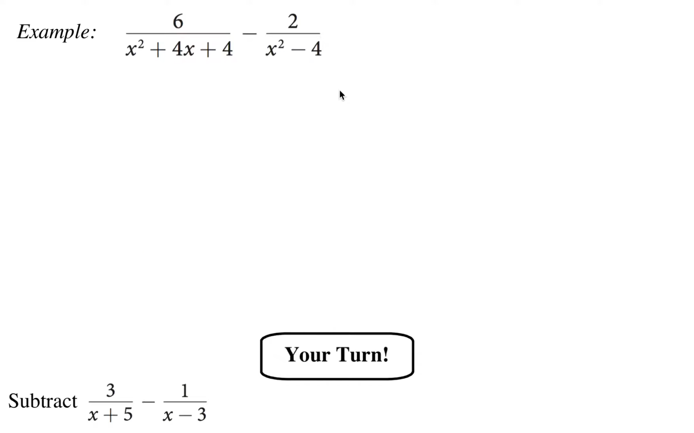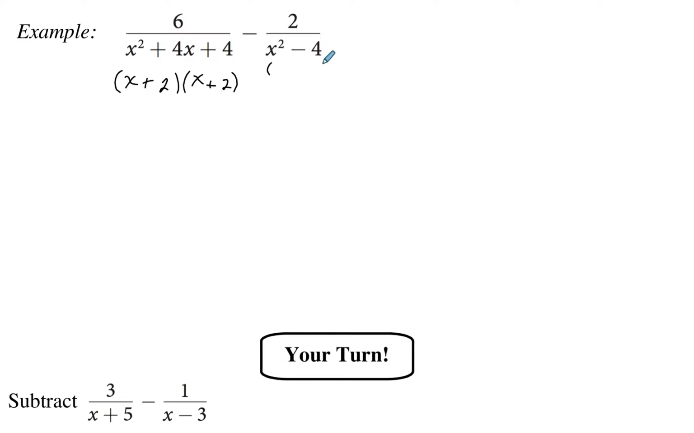Here's another example. Sometimes it might require you to factor before you go ahead and find your common denominator. So in this example, the denominator here is a trinomial, but this trinomial factors into two binomials, and this is actually a perfect square trinomial. Factors of 4 that add to 4 are 2 and 2. This tells us the signs are the same and they are both positive. So this we could have written as x plus 2 the quantity squared.